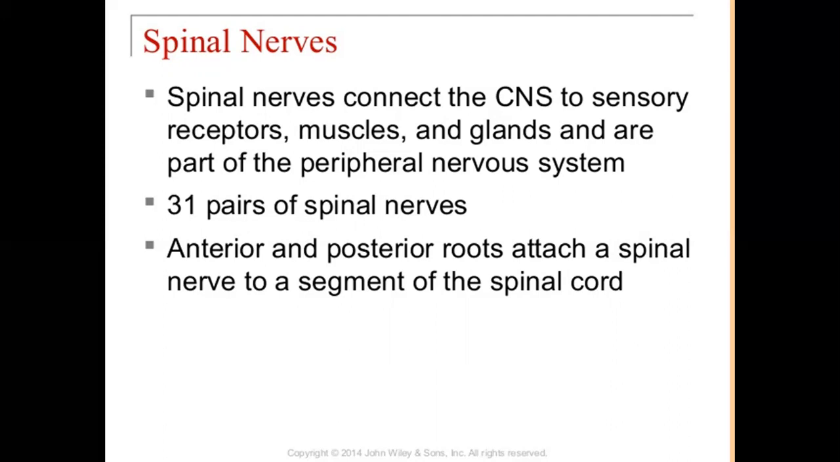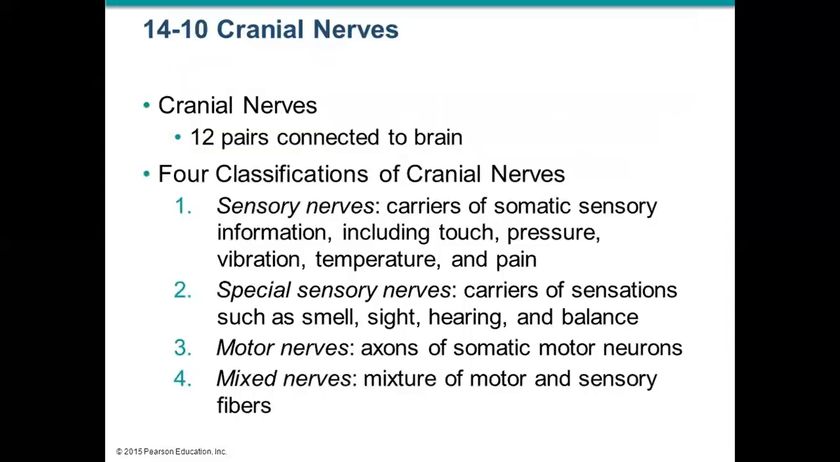Is it clear? Now, what about the cranial nerves? There are 12 pairs of cranial nerves. Some cranial nerves are sensory in nature, some are special sensory nerves, some are motor, and some are mixed nerves. Now, what about the sensory nerves? Sensory nerves are carriers of somatic sensory information, including touch, pressure, vibration, temperature, and pain. Number two, special sensory nerves. These are carriers of sensations such as smell, sight, hearing, and balance.